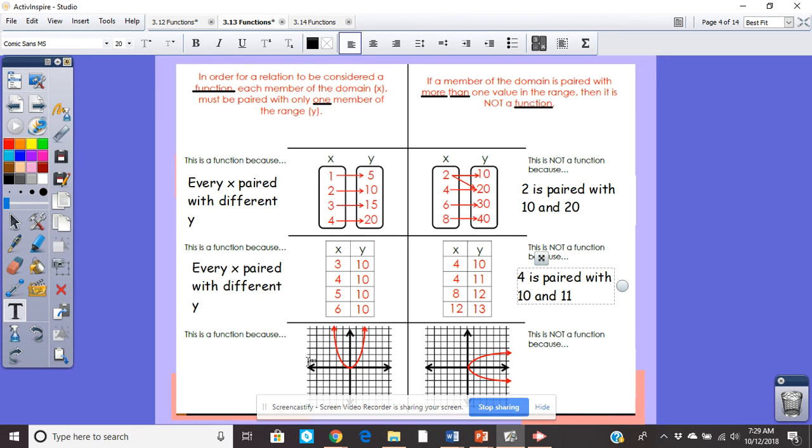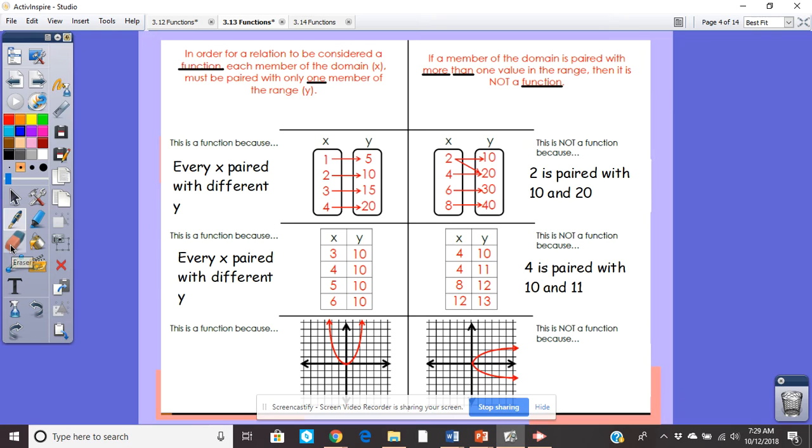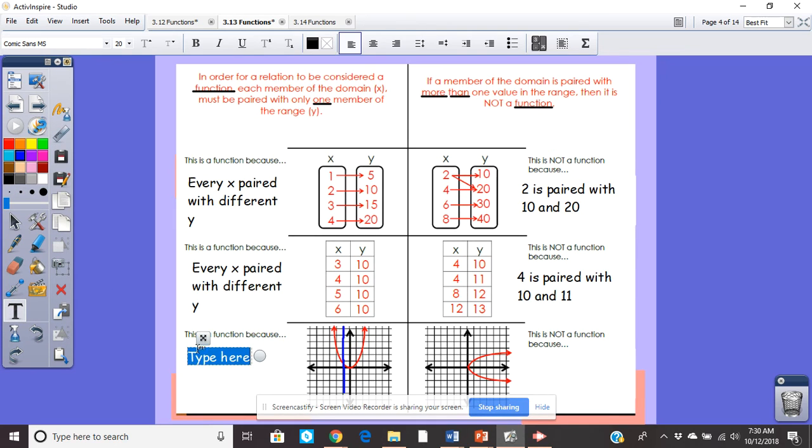All right, and then down at the bottom, we can look at graphs. For graphs, we use what's called the vertical line test. You can draw a vertical line on your graph, and if it only touches the graph once, then it's a function. So this graph here is a function because it passes the vertical line test.